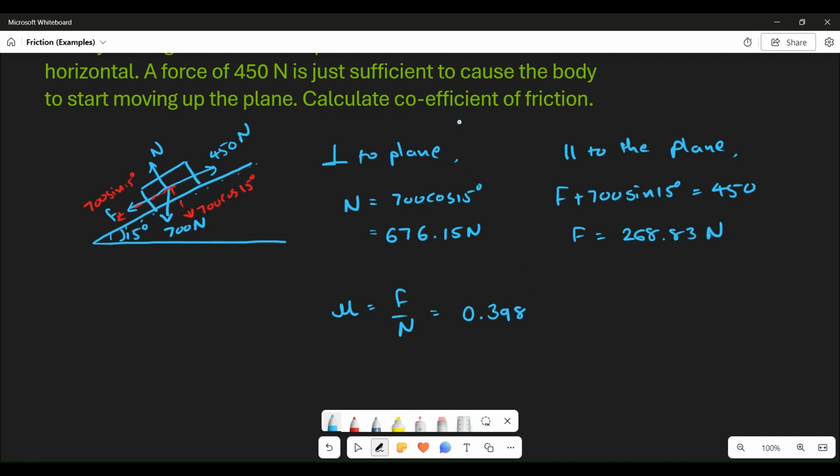Now suppose it is not asked here, but if they asked to find out the angle of friction also, the angle of friction is phi. If phi is also to be found out, then we will do one step more. We know that tan phi is mu, so tan phi is 0.398. So phi is tan inverse of this. Let us do tan inverse of 0.398. I'm getting it as 21.7 degrees. So what was asked here? Coefficient of friction, we are getting it as 0.398.